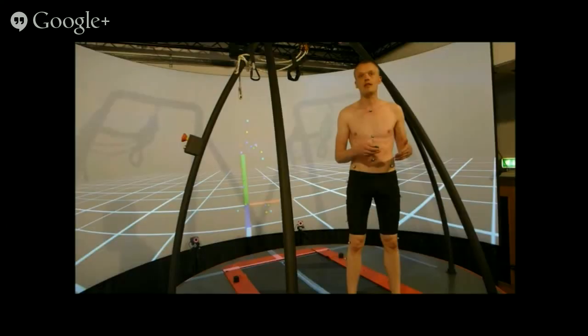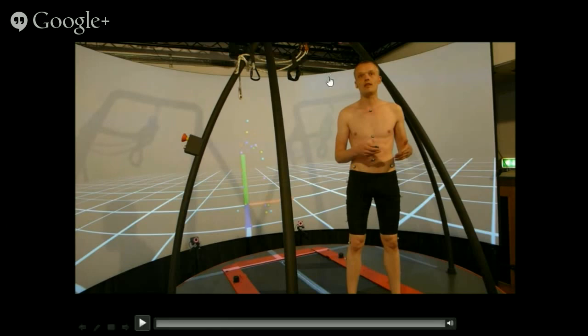So here's our Motek system. This is at the University of Strathclyde. We've got the lights turned on at the moment so that you can see what's going on. We have a 180-degree immersive screen. We have a Vicon 12-camera Bonita system, which is picking up the markers on the subject.